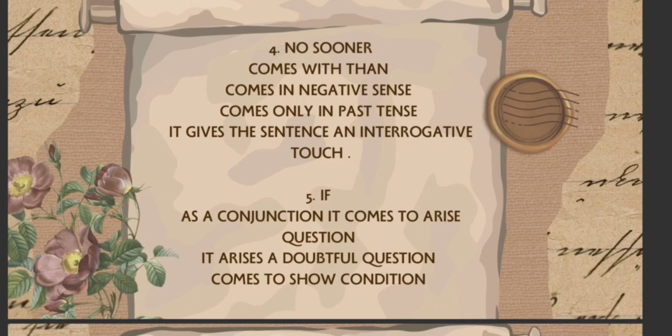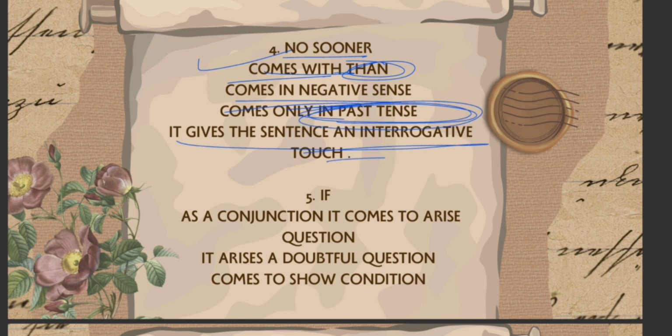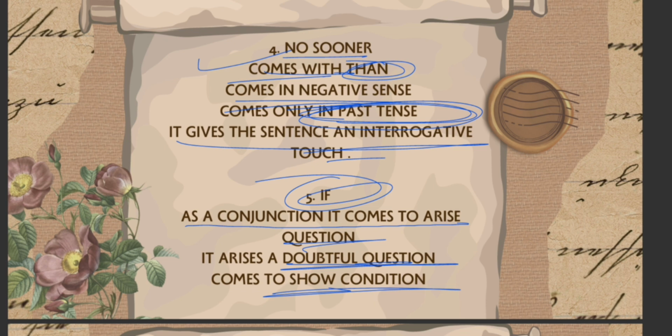No sooner comes with than. No sooner than. Okay, no sooner did I come than they left. Now it comes in a negative sense and it only comes in past tense. It gives the sentence an interrogative touch. Now, when talking about if, as a conjunction, it comes to raise a question. It raises a doubtful question. It comes to show conditions. Okay.